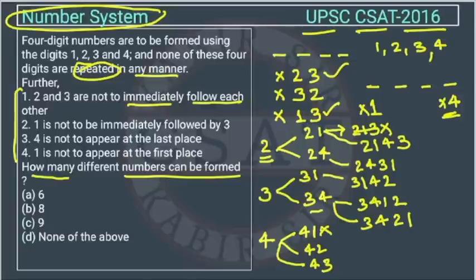Now with this number 4 2, so after 2 3 cannot come, right? So what number we can frame? We can frame number 4 2 1 3, right? So this number is possible.